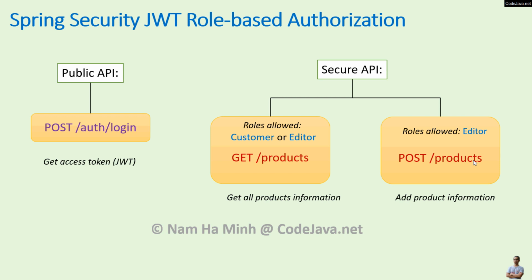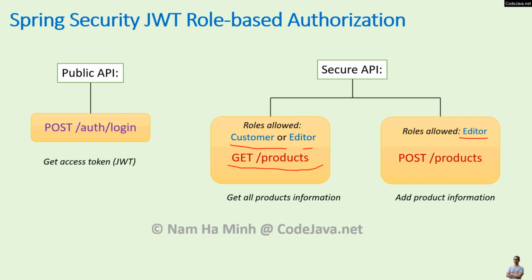And finally, let's update the project code to implement JWT role-based authorization. So the roles allowed for the API GET /products are customer or editor, and the role allowed for the add product API is only editor.